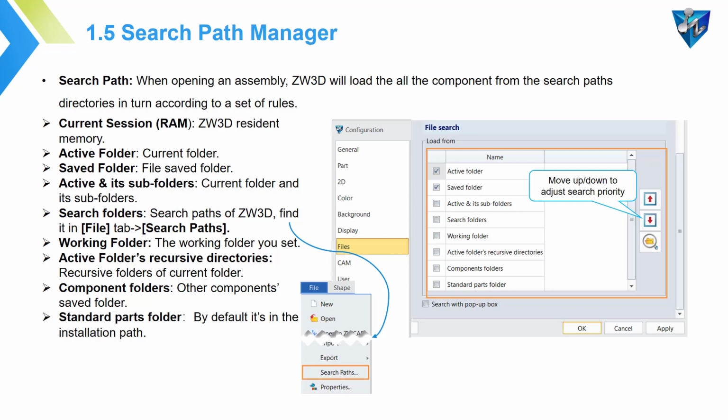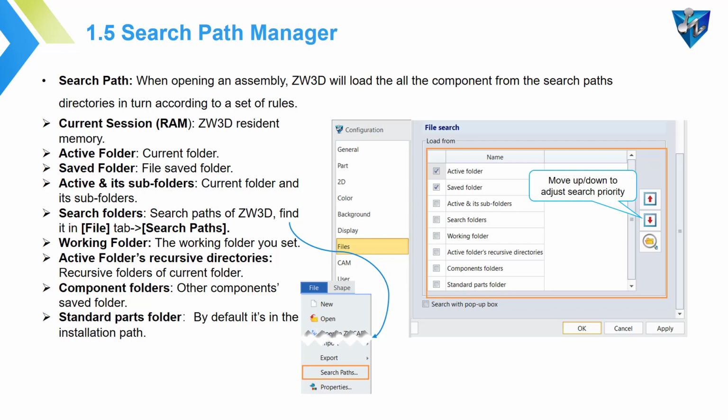The first priority is current session, which is the resident memory of the ZW3D. And the next one is active folder. When opening an assembly, it will look in the same location as this assembly for the parts and the sub-assemblies. And the next one is saved folder. If ZW3D didn't locate the parts in the same folder as the assembly, it will then look at the last saved path for the part.